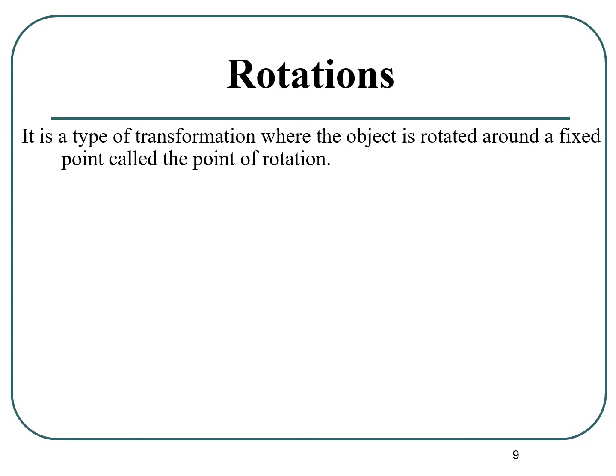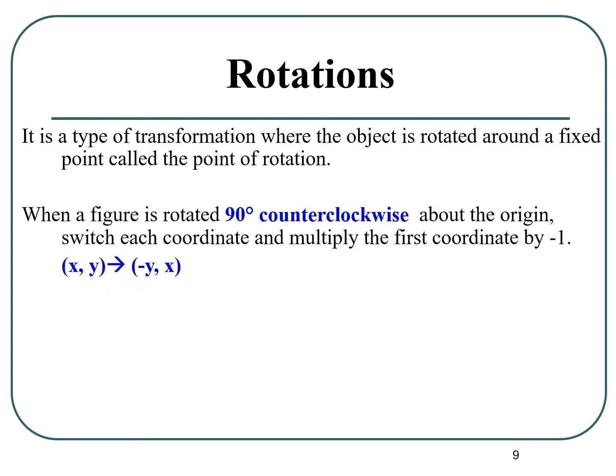Rotation is a type of transformation where the object is rotated around a fixed point called the point of rotation. When a figure is rotated 90 degrees counterclockwise about the origin, all we need to do is switch each coordinate and multiply the first coordinate by negative 1. So switch or interchange, and then get the opposite of your y.